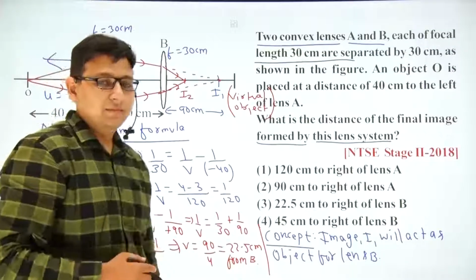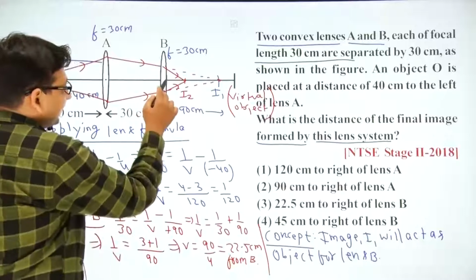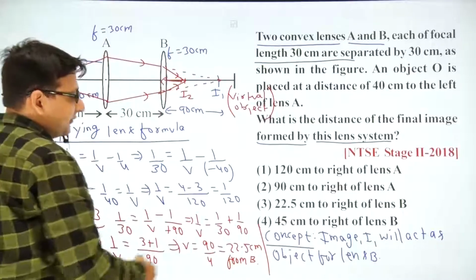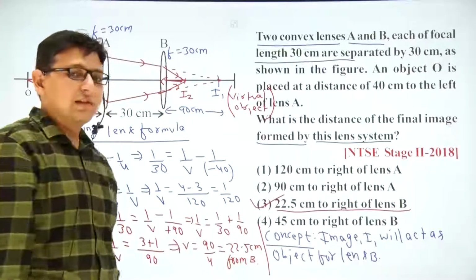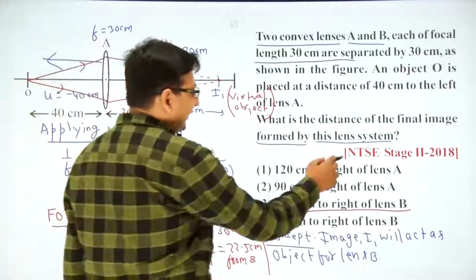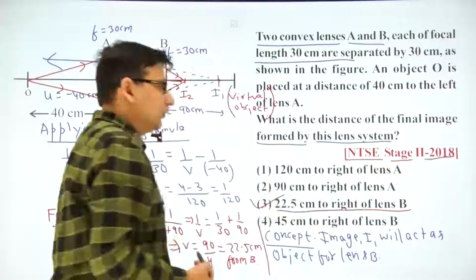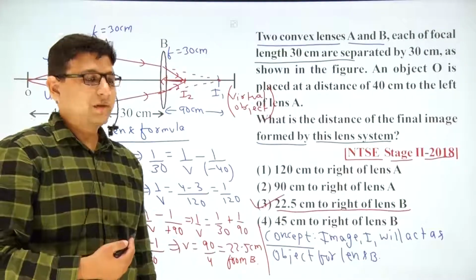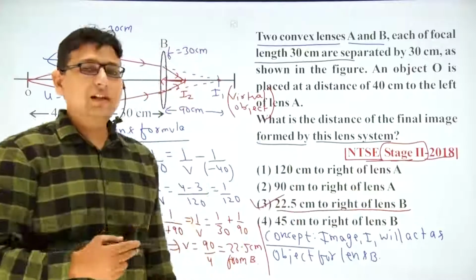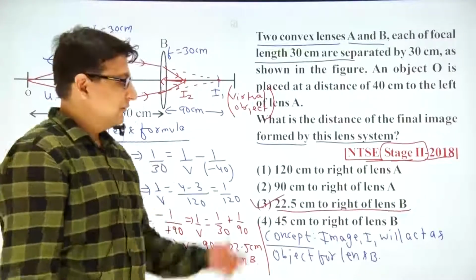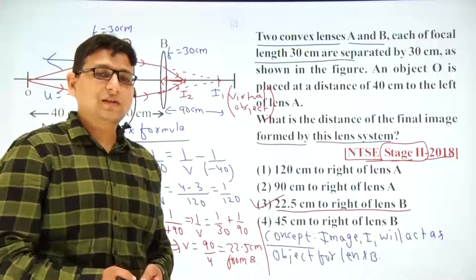So finally, this distance is 22.5 centimeter to the right of lens B. Option 3 is the correct answer, and the question belongs to NTSC stage 2 2018. Stage 2 is the paper where only those students are allowed who clear stage 1, which means this is a good question as compared to stage 1 papers.